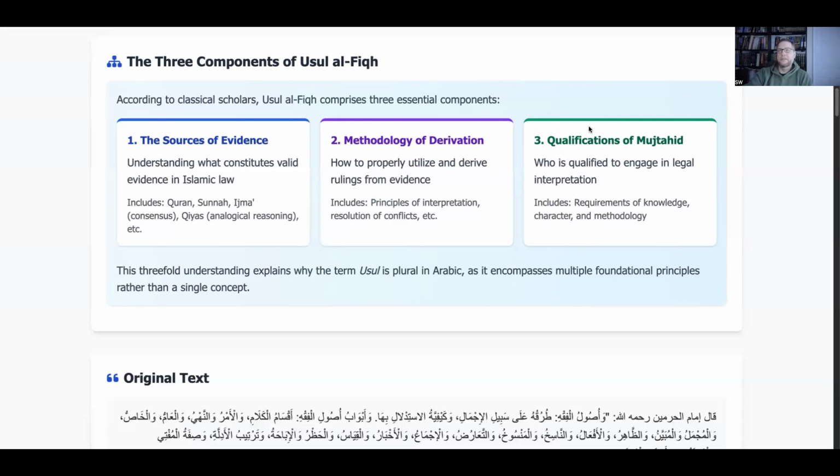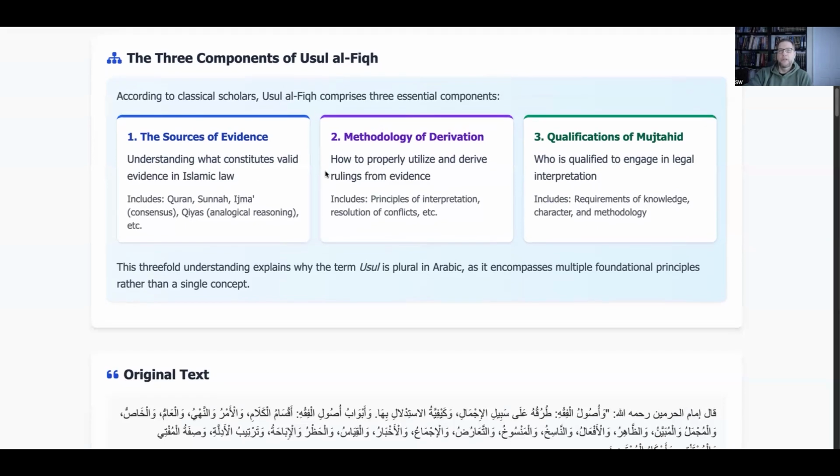If you think about it, this is not really from usul al-fiqh. I don't want to get into this now, but as Imam al-Subki mentions in Jam' al-Jawami', this is from the tail of this science, it has to follow it. This threefold understanding explains why the term usul in Arabic is plural, as it encompasses multiple foundational principles rather than a single concept. It's not aslu fiqh, it's usulu fiqh.